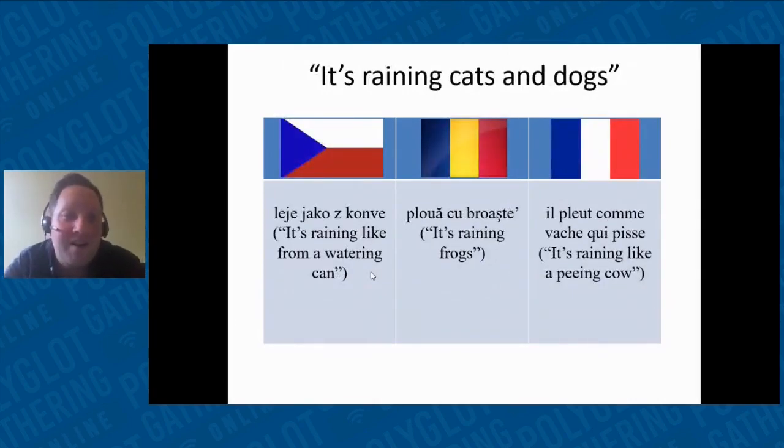Another one, like "it's raining cats and dogs." So here in the Czech Republic, and I think in a lot of other Slavic languages, they would say it's raining like from a watering can, which makes so much more sense to me. And this is an example of one of these idioms where I think, oh yeah, that is clear, whereas "raining cats and dogs" isn't. In Romanian, it's "raining frogs," and in French, you can say it's raining like a peeing cow.